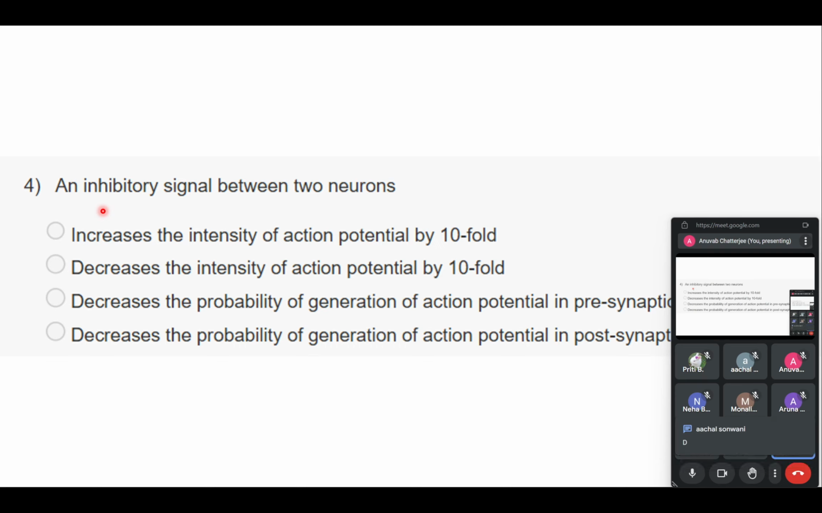Achal says it is D. Decreases the probability of generation of action potential in the postsynaptic neuron. Anyone else?